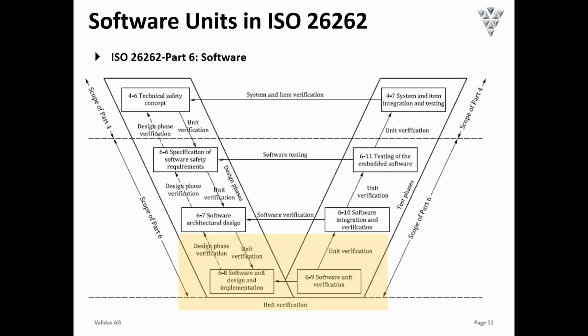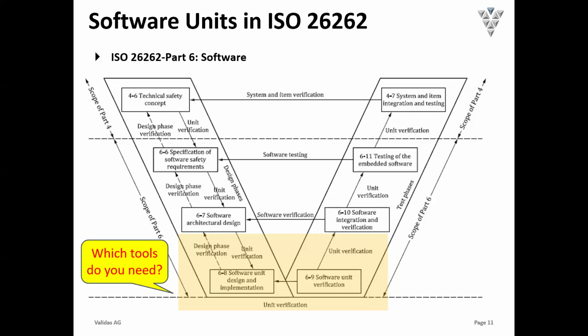Okay, let's come to the software unit chain. So this is the V-like development of the classical ISO 26262 part for the software. And here you see the units are on the bottom. So you have your requirements, safety concept, and your architecture, and then at the end you design your units and you implement them and you verify them. And this can be done with the software unit verification chain.